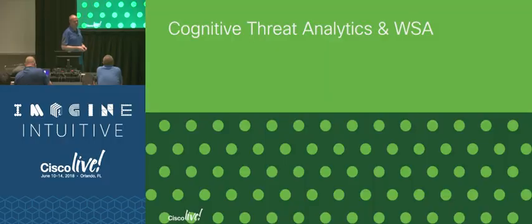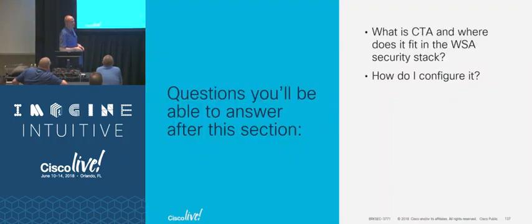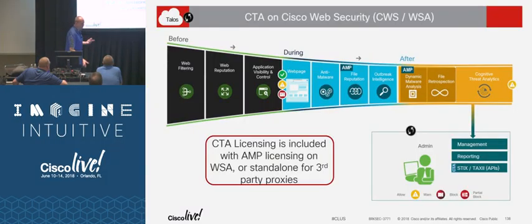So we're getting to the tail end here. We've got about 25 minutes left. We're going to talk about CTA, and then we'll do some Q&A or just open questions. So what is Cognitive Threat Analytics, and how does it fit in the WSA stack? How do I configure it? Let's take a step back and talk about what CTA does.